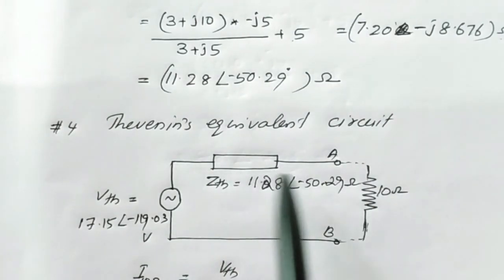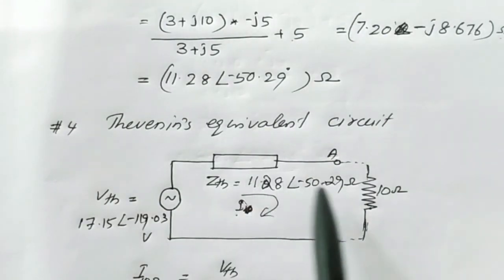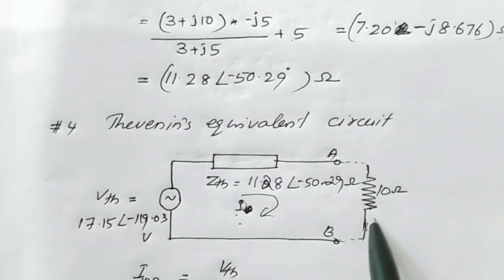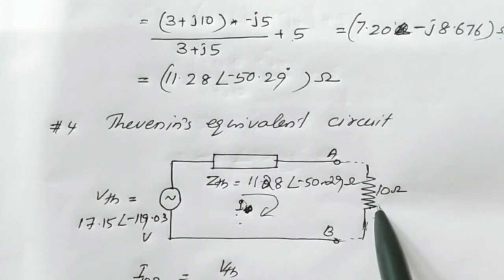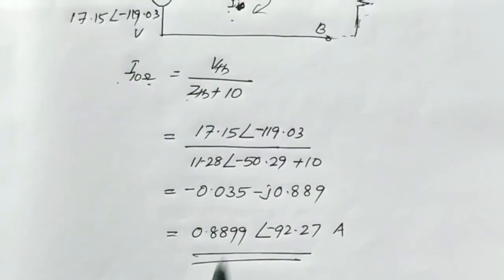After drawing the Thevenin's equivalent circuit, we need to reconnect the resistance which we removed in the first step. Now the current flowing through this circuit is I, which is nothing but the current flowing through the 10 ohm resistor. So I10 is equal to voltage divided by total impedance, that is ZTH plus 10. Substituting the values of VTH and ZTH in this equation, we obtain the current flowing through this 10 ohm resistor as 0.8899 angle minus 92.27 ampere. In this way, we can apply Thevenin's theorem for solving AC circuits also.